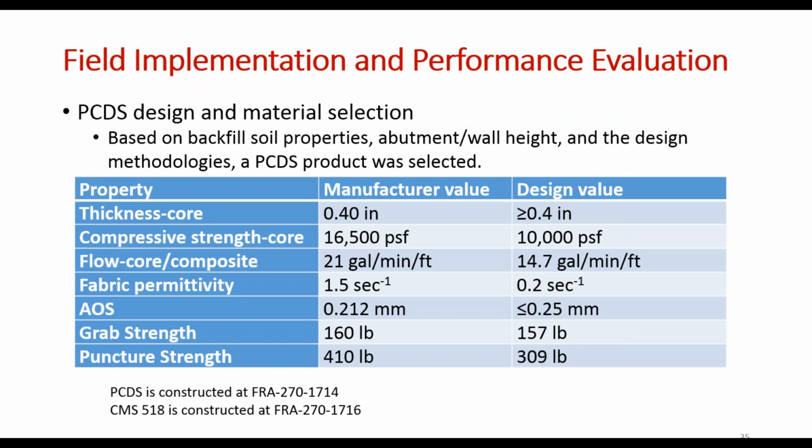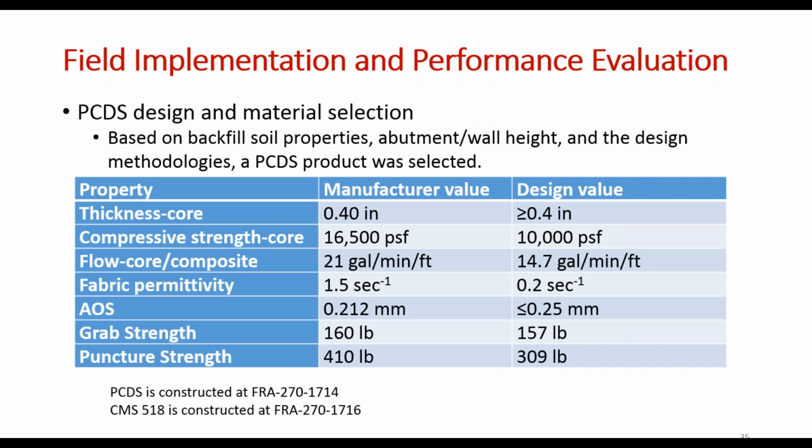So first we needed to design which product we need. Based on the backfill soil properties, the abutment and wall height, and the design methodologies that we reviewed and recommended, a PCDS product was selected. Here, this table summarizes the key features and the properties of this design value as well as the manufacturer value. The manufacturer value should be larger than the design value.